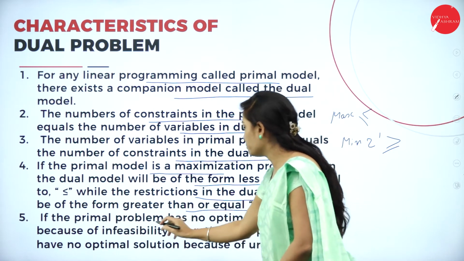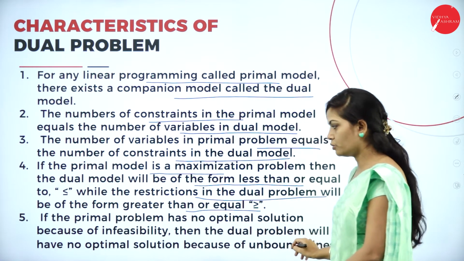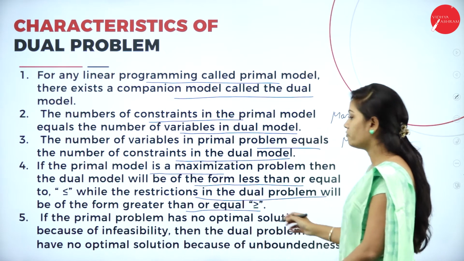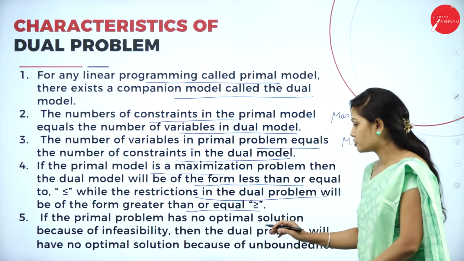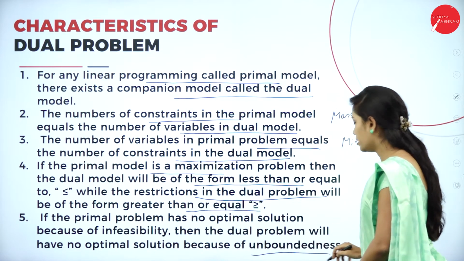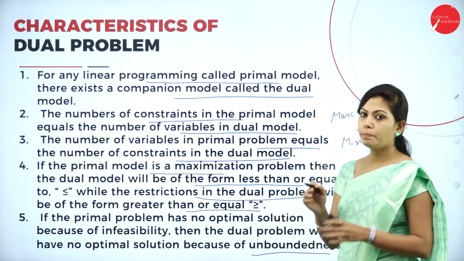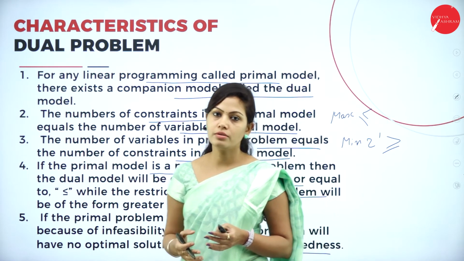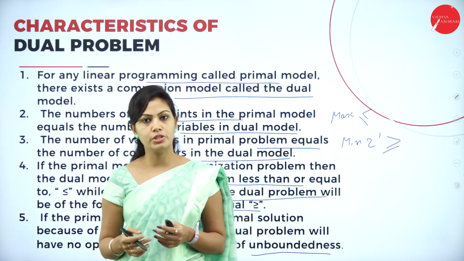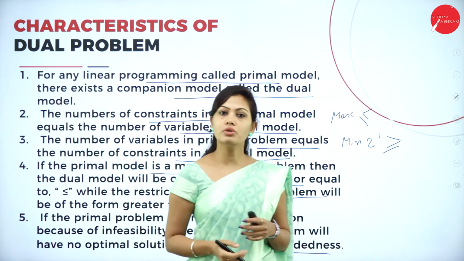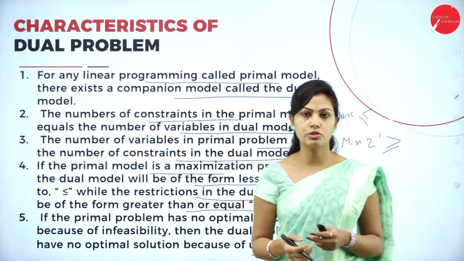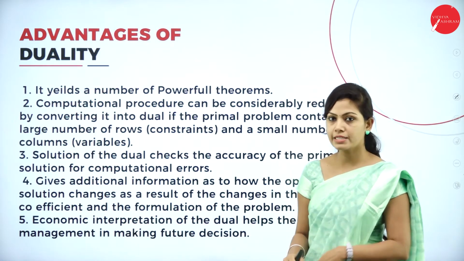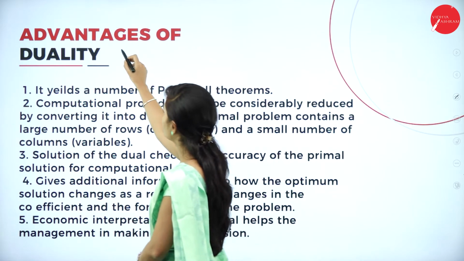And if the primal problem has no optimal solution because of infeasibility, then the dual problem will have no optimal solution because of unboundedness. If your primal problem has an optimal solution, obviously the dual also has an optimal solution. If not, then the dual also has no optimal solution, and we call it unboundedness. And the next concept is the advantages of duality.